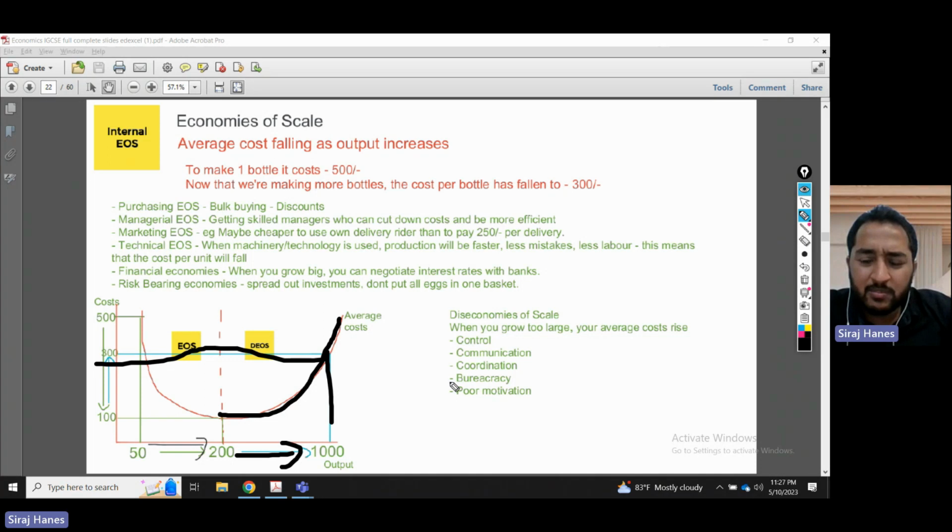Next thing, bureaucracy. Bureaucracy is paperwork, administration. Bureaucracy means that when you grow large, guys, a lot of paperwork, a lot of administration will fall in place. You can't help it. The more you grow, the more this will happen.